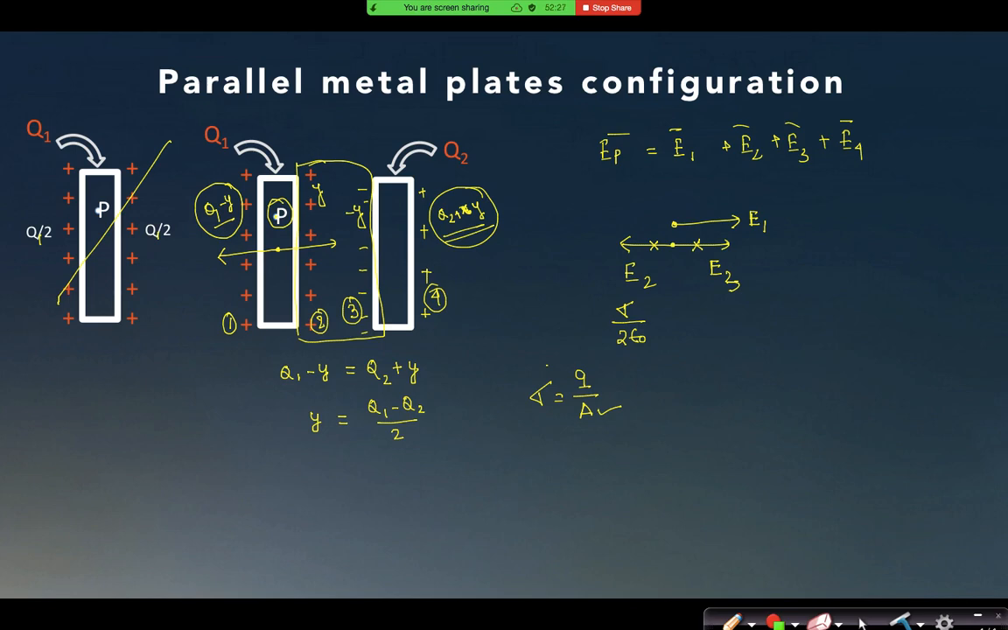Can everyone hear me now? Yes, sir. Okay, so what I was saying, that due to that Q1 minus y, the electric field is E1, which will act from left to right, and due to that Q2 plus y, which is also a positive charge, the electric field will act from right to left, which is E4. So in order to make the net electric field at P 0, I have to make sure that E1 and E4 have the same magnitude. As the areas are again same, so will the charges also be the same? Yes, sir. So in that way I have calculated that y is (Q1 minus Q2) by 2.